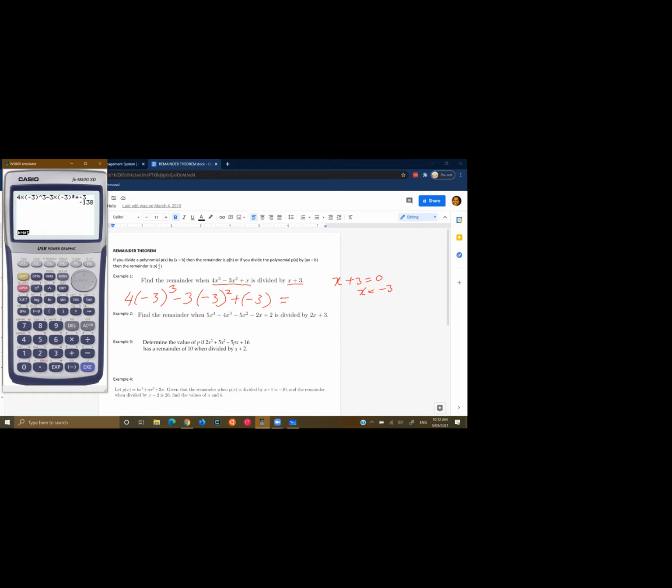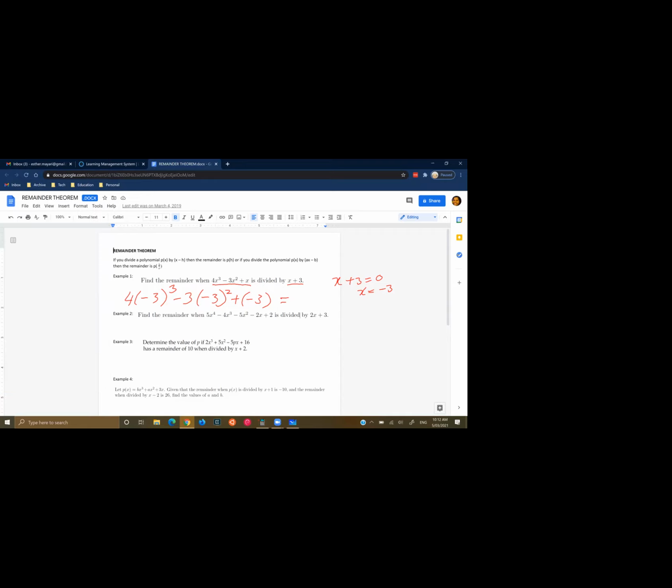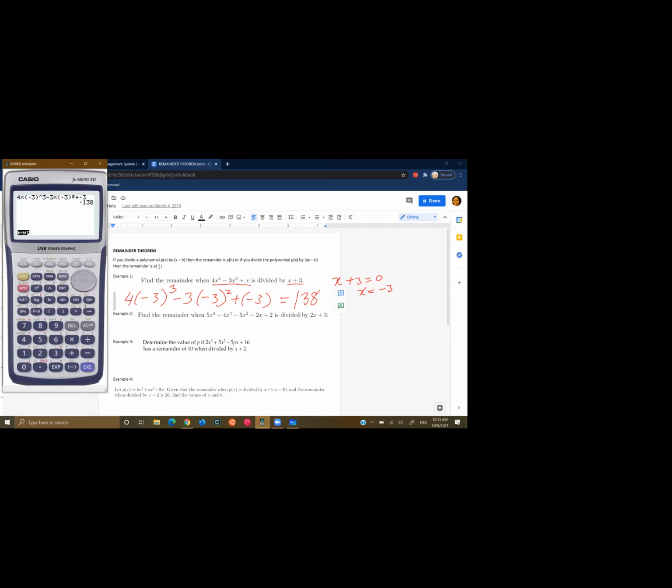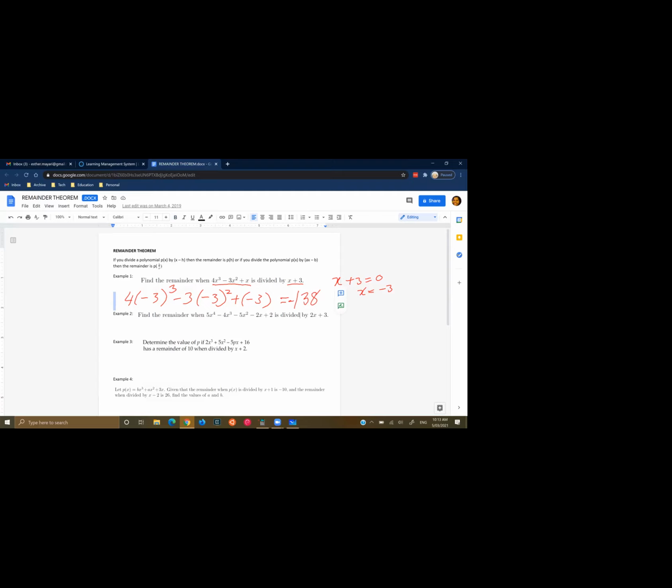Okay, so I get negative 138, and that is basically going to be the remainder. Now, if you wanted to check, you could actually do the long division. Was it negative? Or just positive? It was negative. So it's negative 138. Okay, so that's basically what the remainder theorem says.